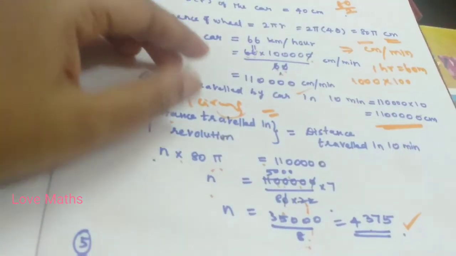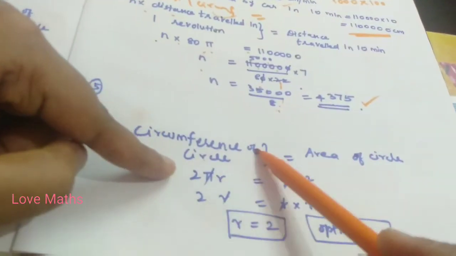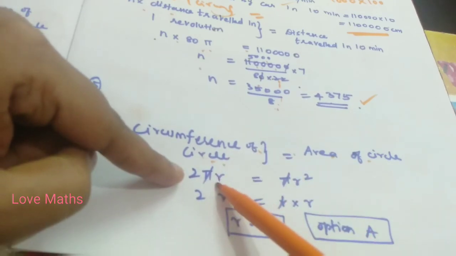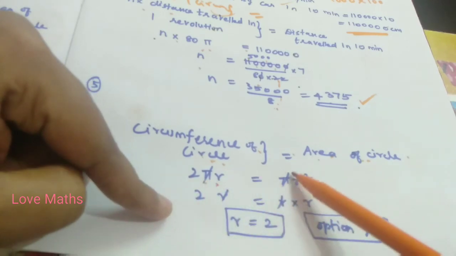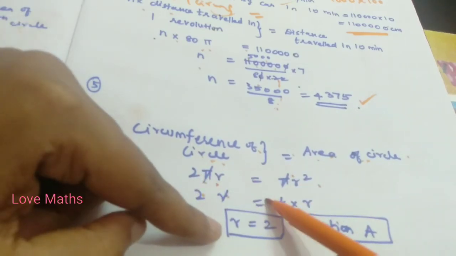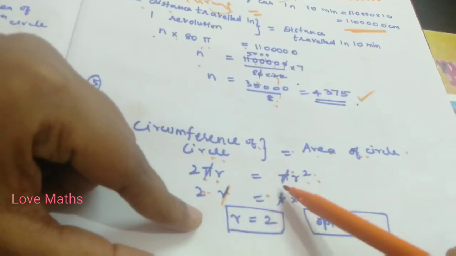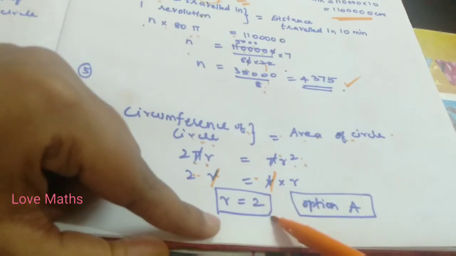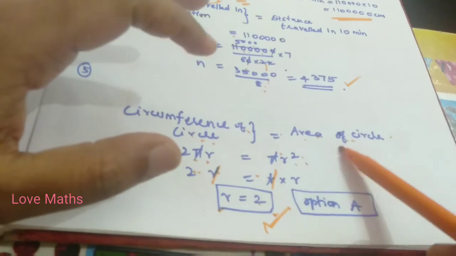We have to check. Perimeter means circumference. Circumference of a circle equals area of the circle. What is the circumference formula? 2 pi r. Area of the circle formula is pi r squared. Pi and pi cancel. So 2r equals r squared, meaning r into r. So this r and this r also cancel. So 2 equals r. When the radius is 2, the circumference of a circle and the area of the circle are equal.